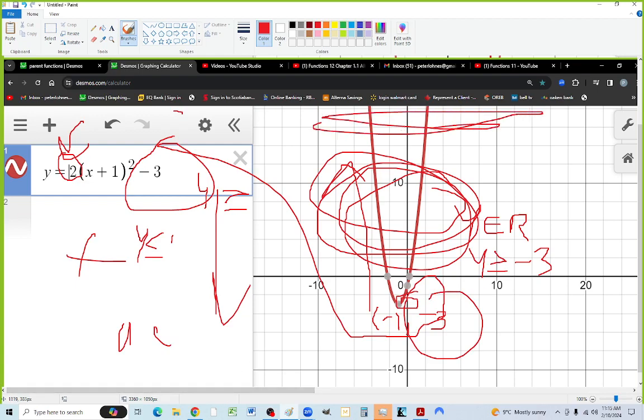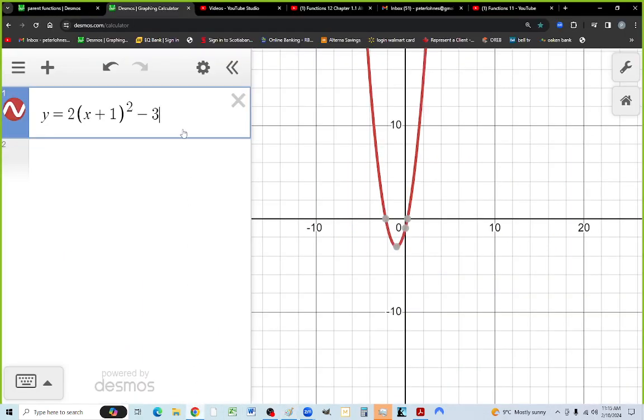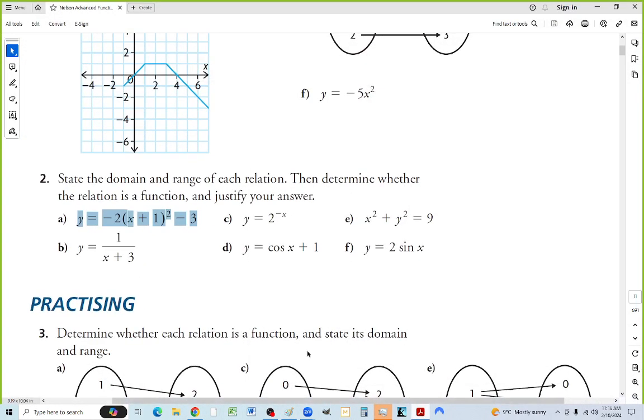For domain, for all parabolas, x is an element of the real numbers. X can be any number. So if we can kind of memorize the domain and range of typical parent functions, we can usually come up with it. This is kind of mean that they threw that right in there, so we're going to skip it.